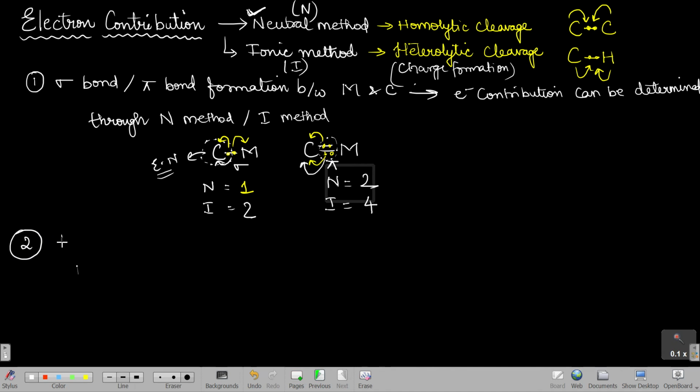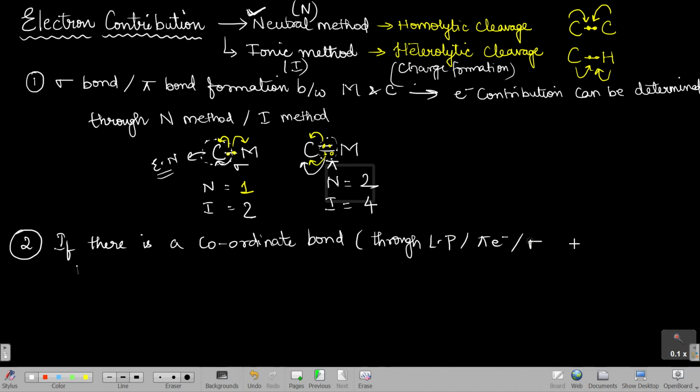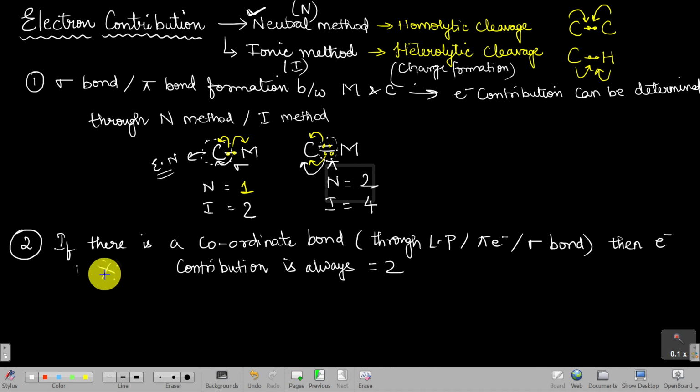But the second rule is that if there is a coordinate bond, coordinate bond means what? It can either be through a lone pair or pi electrons or sigma bond. Then the electron contribution is always equal to 2. So this is very important. Either you do it through the neutral method or ionic method, the electron contribution is always going to be equal to 2. Now what does this mean?